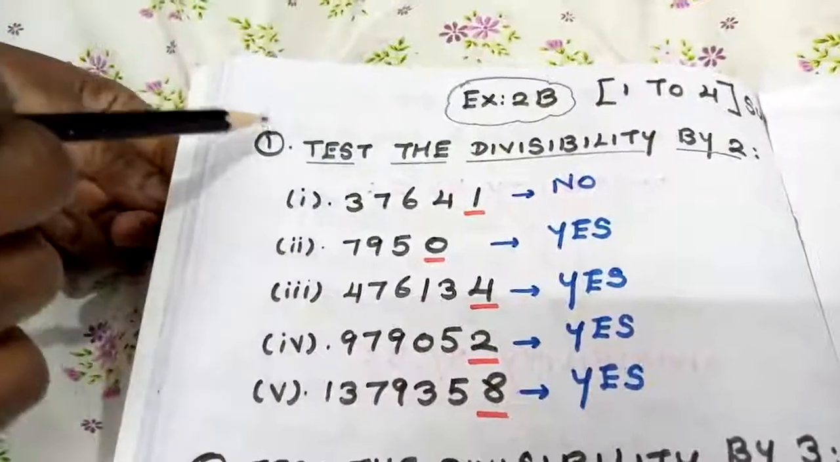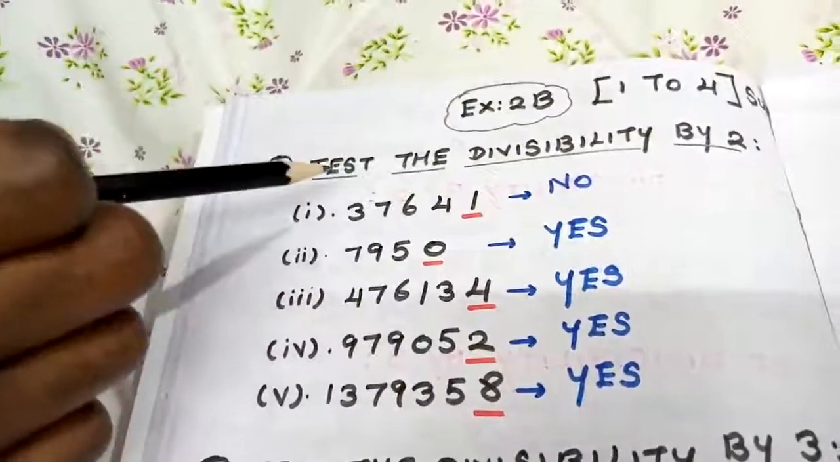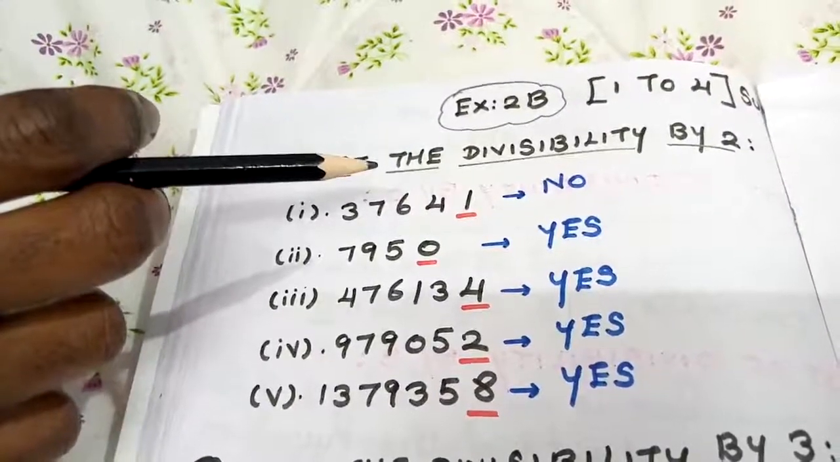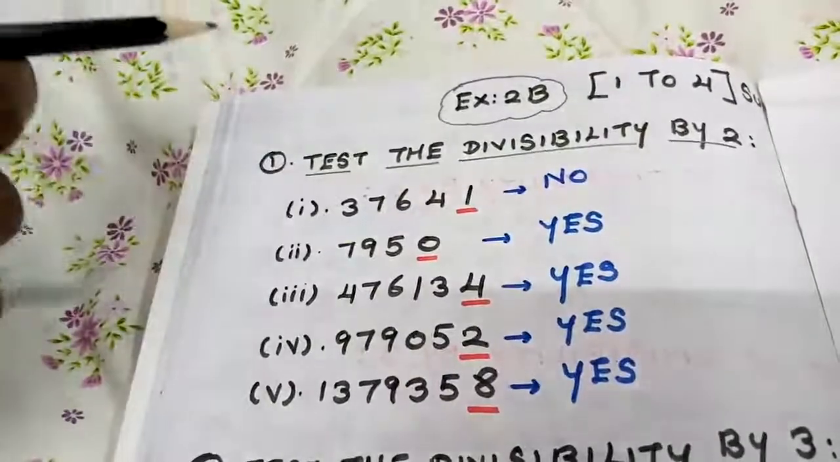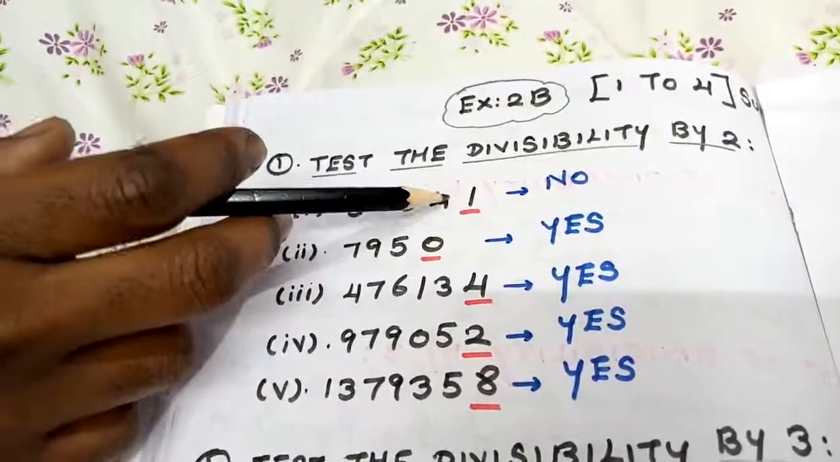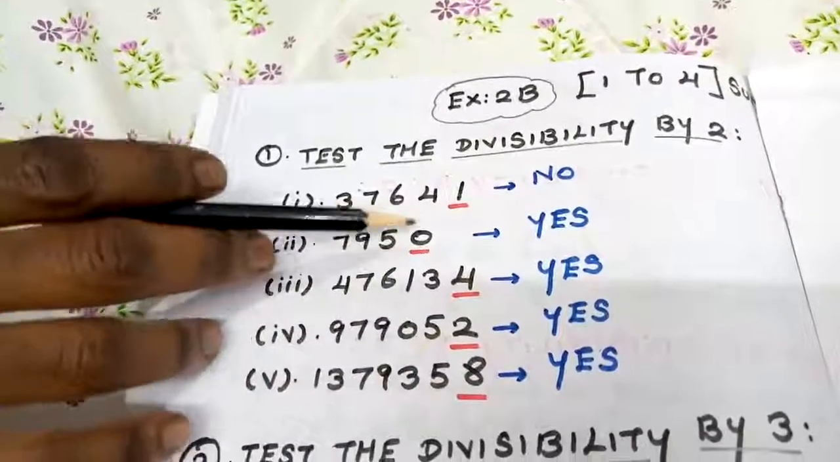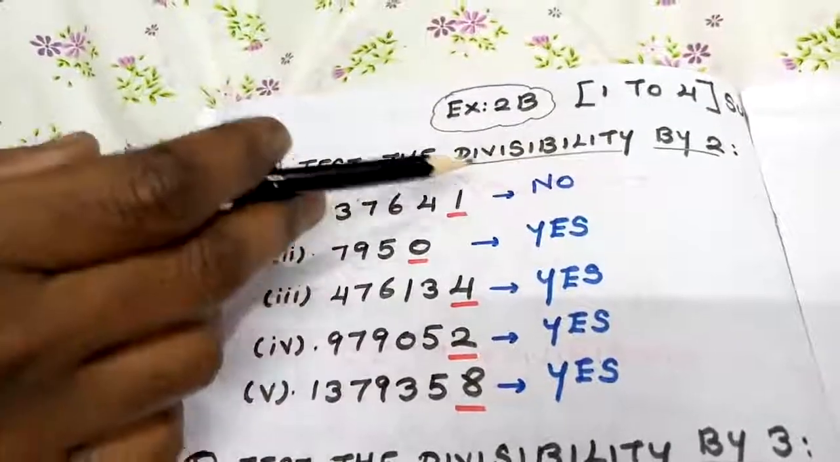Exercise 2b, first question: test the divisibility by 2. So using the rule, we check if the ending digit is 0, 2, 4, 6, 8, then those numbers are divisible by 2. The first one ends with 1, the remaining end with 0, 4, 2, 8. So yes means it is divisible by 2. No, it is not divisible by 2.